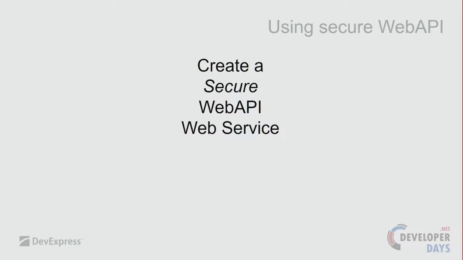So let's first start by creating a small and simple web API service, and to see how you can close that down to have only authorized calls on the service. Let me try to do this with one hand.